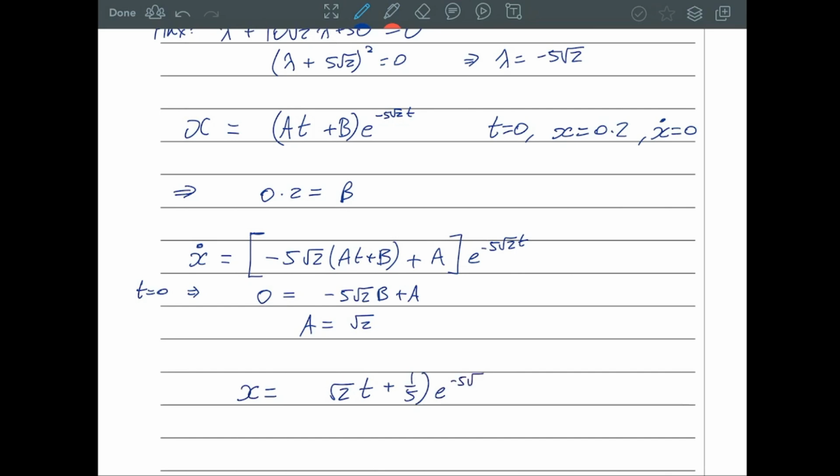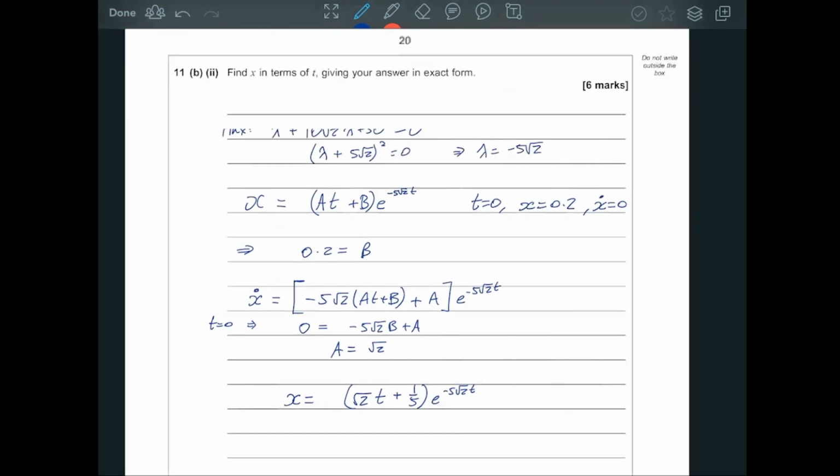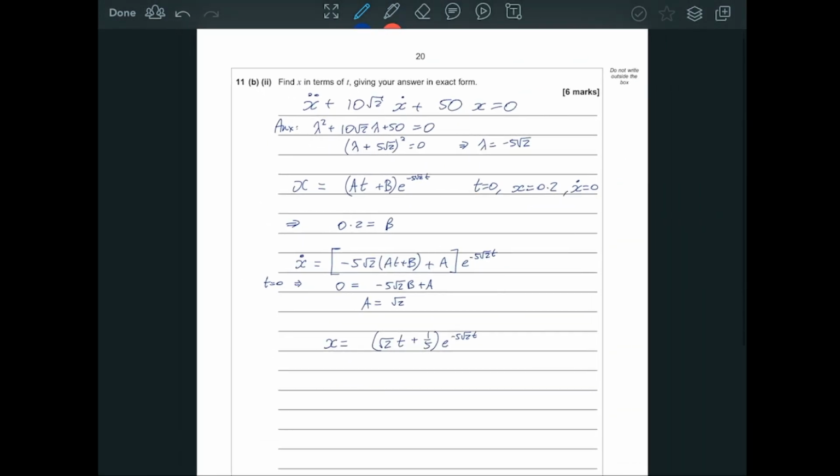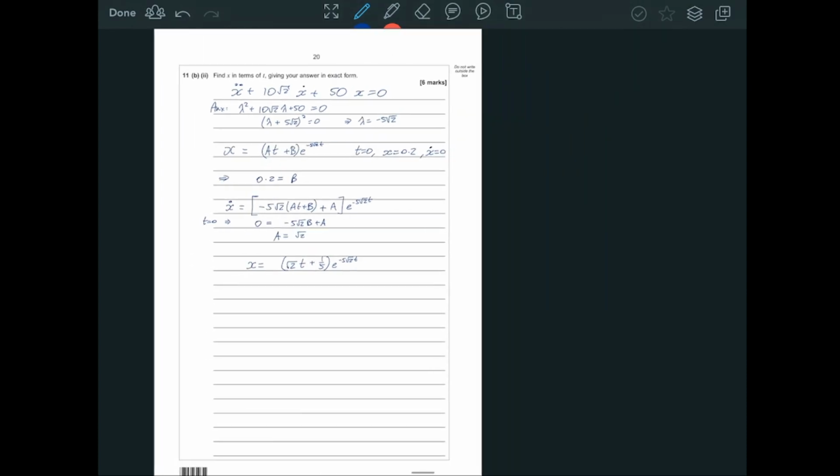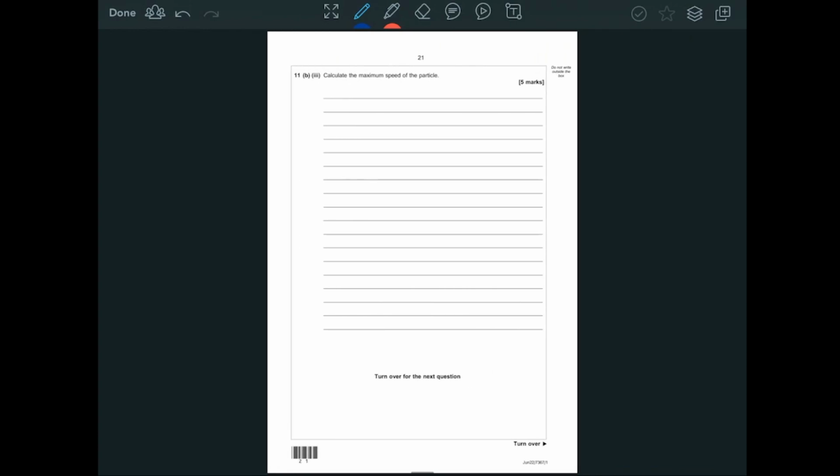e to the negative 5 over 2t. Seems reasonable. You could sketch that in your calculator to see if it was particularly reasonable. It is critical damping. When t is 0, I do have 0.2. When t is 0, if I differentiate it and sub in 0, I do indeed get 0. I can't see anything obviously wrong with that, so moving to the next part.